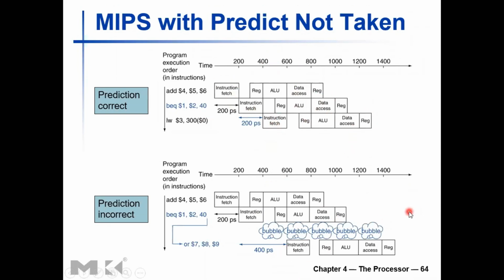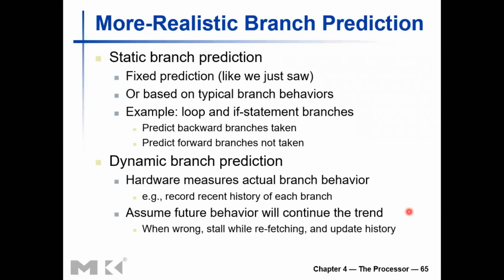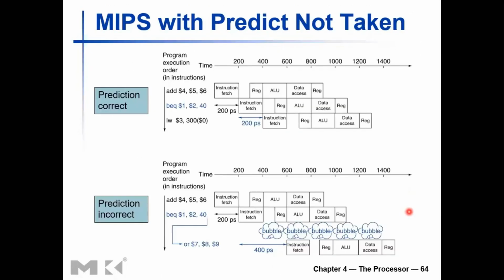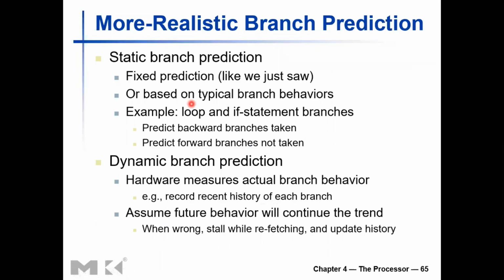So there are different realistic branch predictions. Here what we did was a very static branch prediction saying the branch will not be taken. Every time we assume the branch will not be taken. How can we make sense of that decision? That is one type of static branch prediction, a fixed prediction, like we just saw. We always guess the branch is not taken.